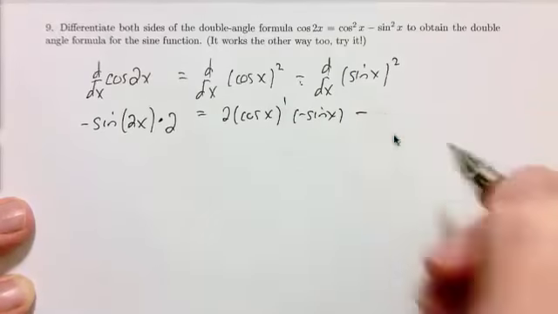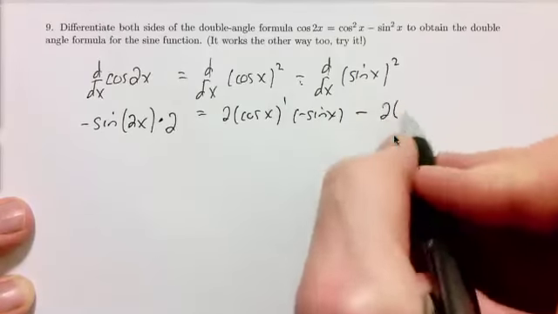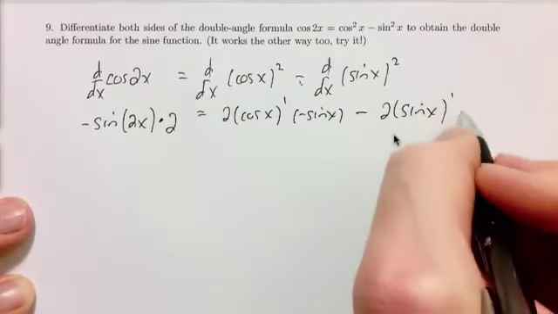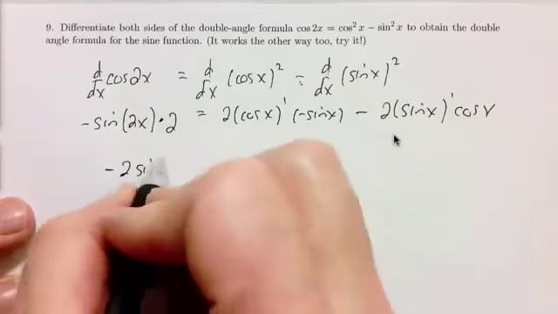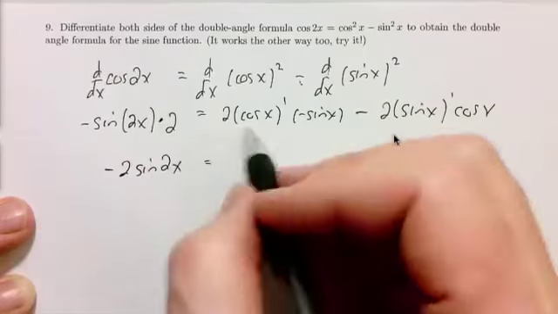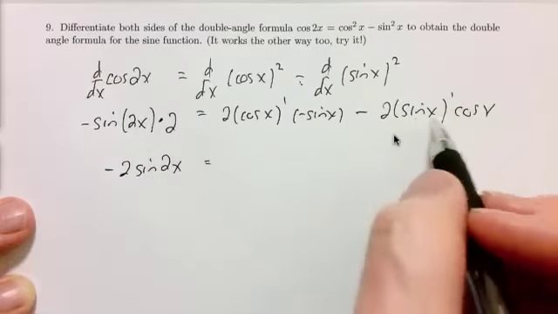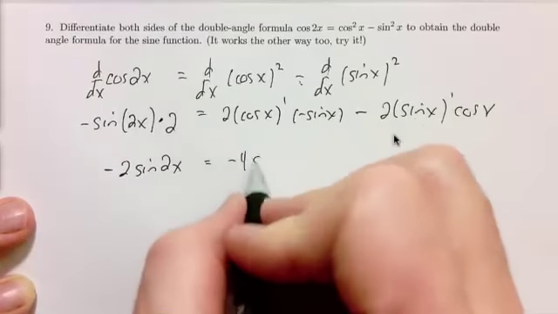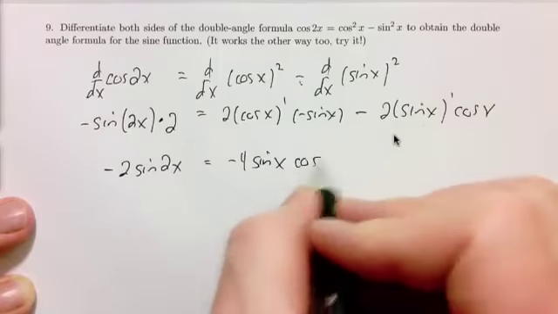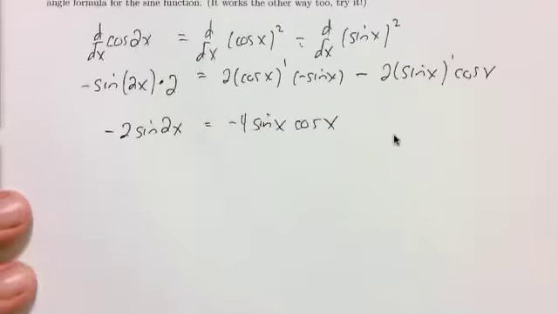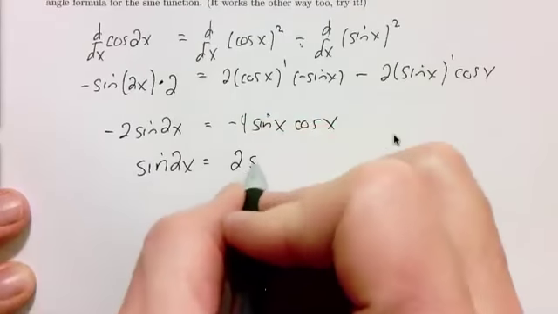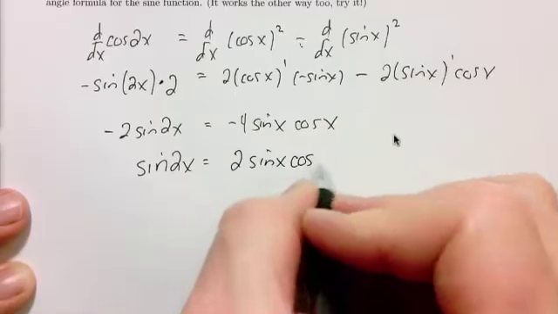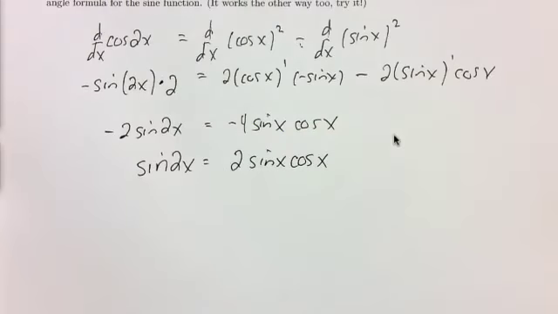Minus, that's the minus from right here. 2, leave the inside alone, to the 1 times the derivative of the inside. Minus 2 sine 2x. So you have minus 2 sine x cosine x. Minus 2 sine x cosine x is minus 4 sine x cosine x. Divide both sides by negative 2, and we've got the double angle formula for sine. Should look familiar. It's one of the ones that you should have in your memory banks.